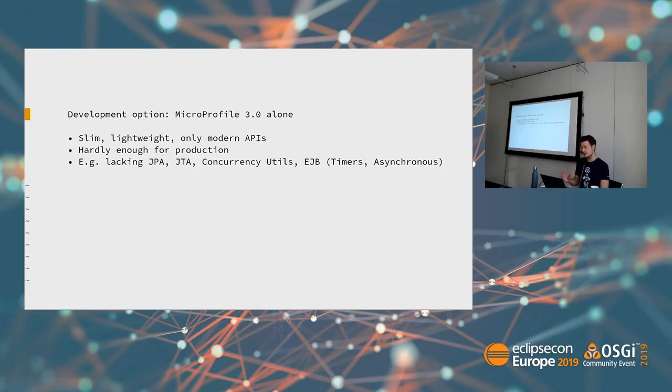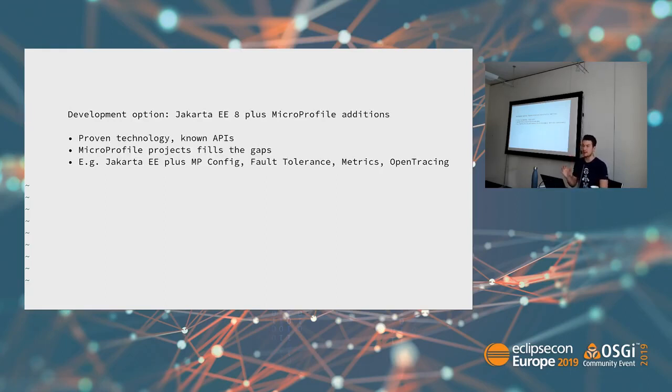But now the point is, what I want to show you, we actually can have both. And the reason for that is it's not competing technology, but it's based on the same application specifications. So what you saw with CDI, what you saw with JAX-RS. And if we do that, then we get the proven technologies and the APIs that are known to a lot of developers, like CDI, like JAX-RS. But also we kind of use these MicroProfile projects to fill the gaps that we have, right?